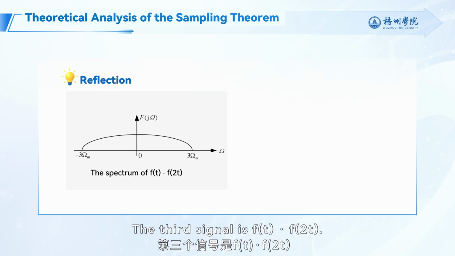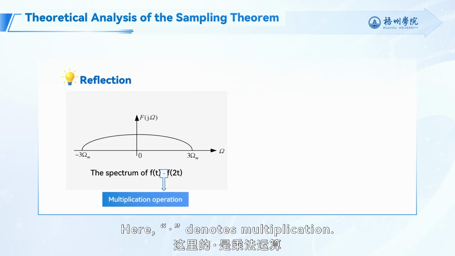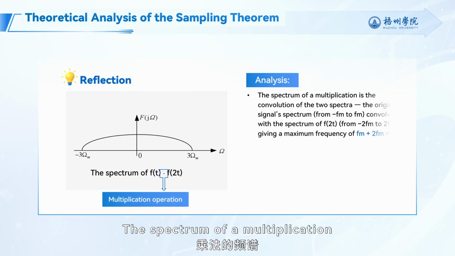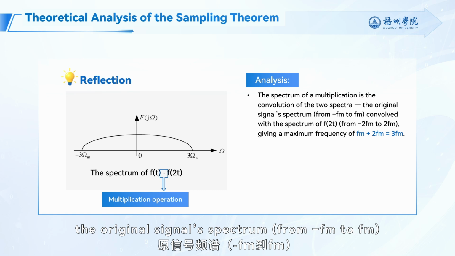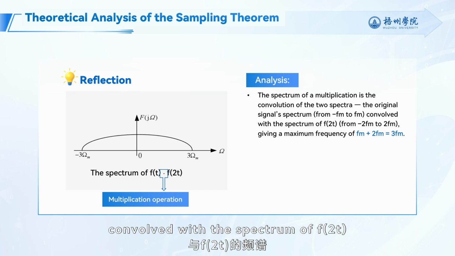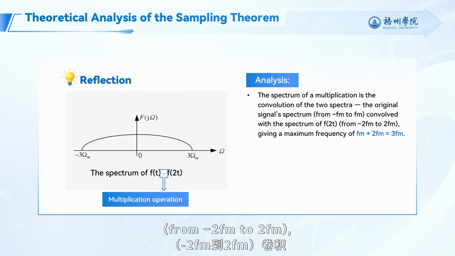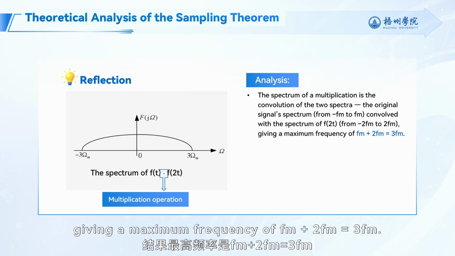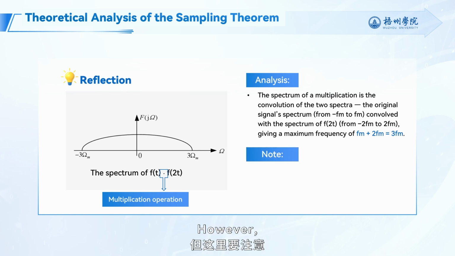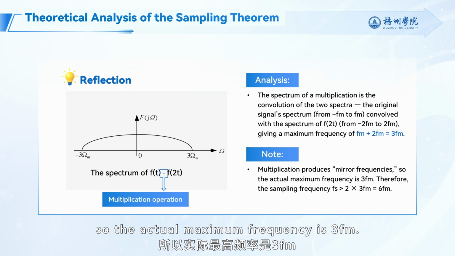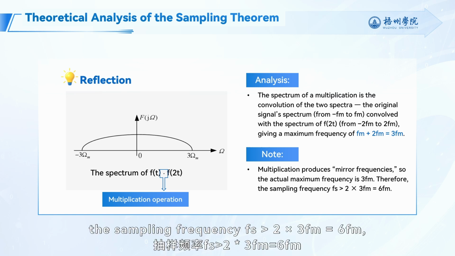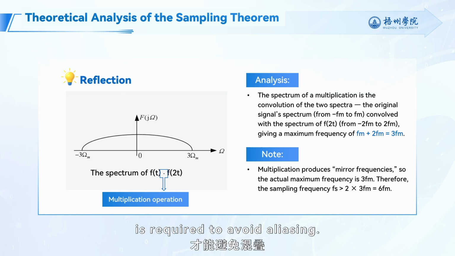The third signal is f(t) multiplied by f(2t). Here, the dot denotes multiplication. The spectrum of a multiplication is the convolution of the two spectra. The original signal spectrum, from minus fm to fm, convolved with the spectrum of f(2t), from minus 2fm to 2fm, giving a maximum frequency of fm plus 2fm equals 3fm. However, note that multiplication produces mirror frequencies, so the actual maximum frequency is 3fm. Therefore, the sampling frequency fs greater than 2 times 3fm equals 6fm is required to avoid aliasing.